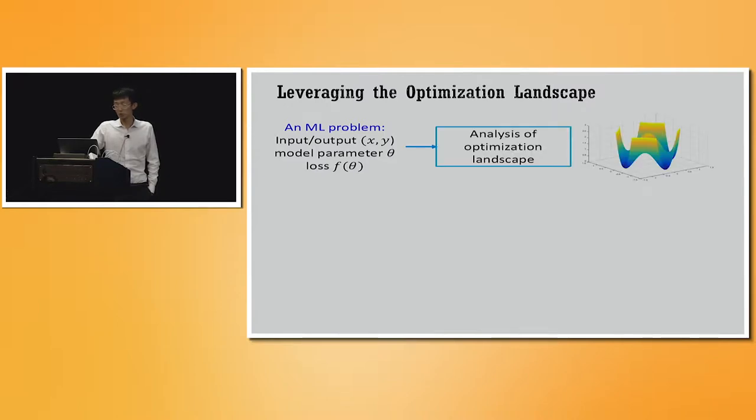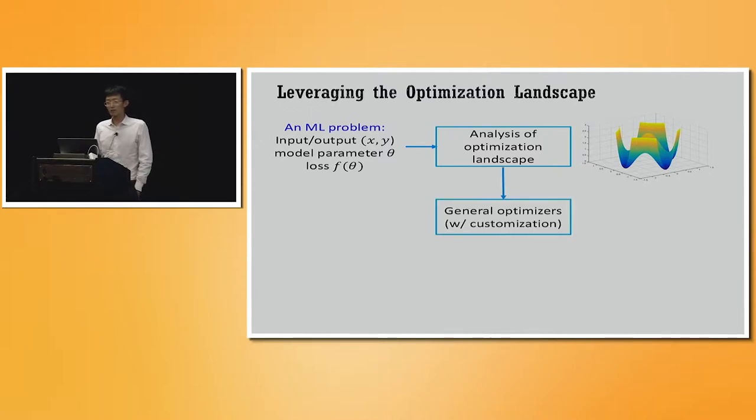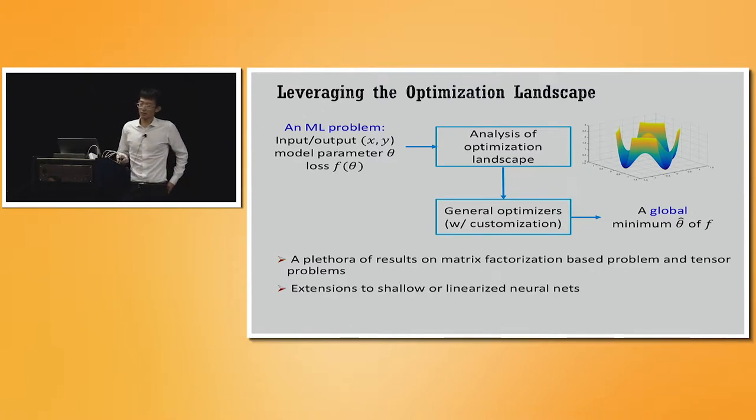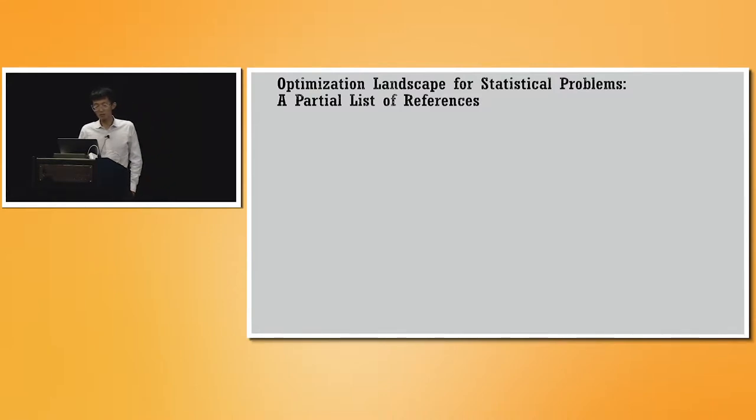So now we have a machine learning problem. The first step would be, we analyze the optimization landscape. Probably we show that the landscape looks like this. And then we can apply some general optimizers with or without customization. And then we can hope to find a global minimum of the function f. There are a plethora of results on matrix factorization-based problems and tensor problems that use this kind of workflow. You analyze the landscape, and then you apply general optimizers. And there are also quite a few extensions to shallow or linearized neural nets, which I'm going to summarize in the next slide.